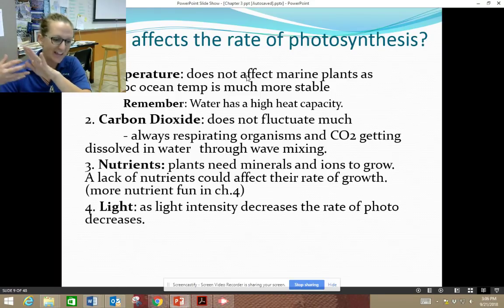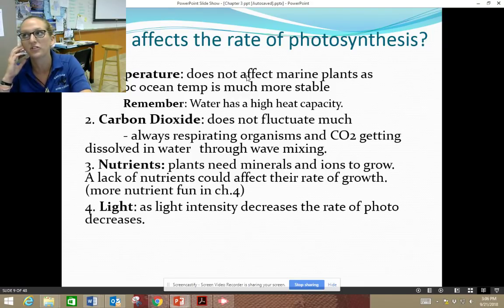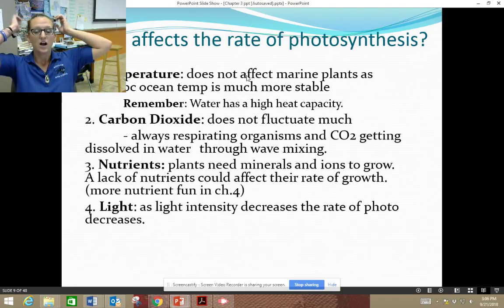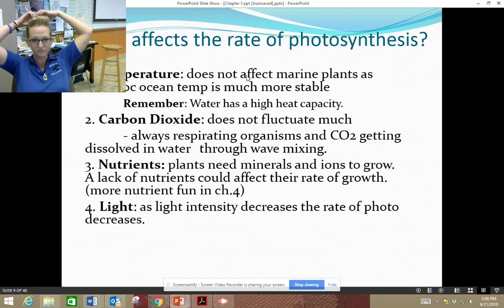But when it's like 80 degrees in May, or 85, almost 90, and we're like, dang, it's really hot, the ocean is probably still really cold. It holds its temperature really well, has a high heat capacity. It takes a lot of energy to actually change the water 1 degree Celsius. So it's not like terrestrial plants or land plants. They're not as affected by temperature.